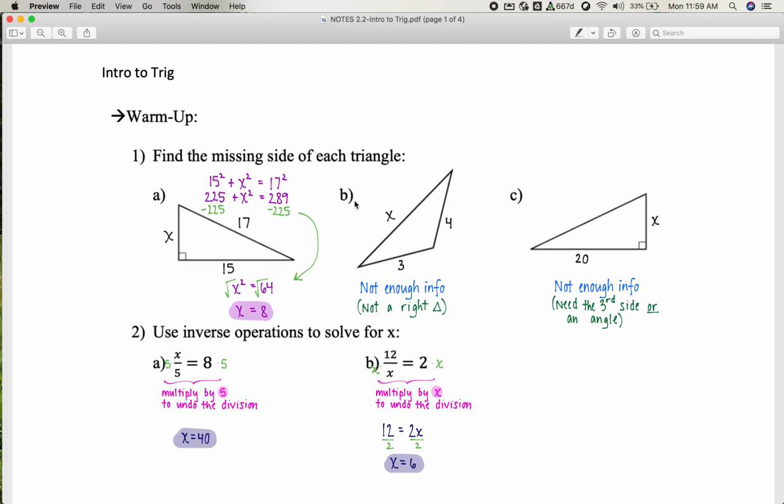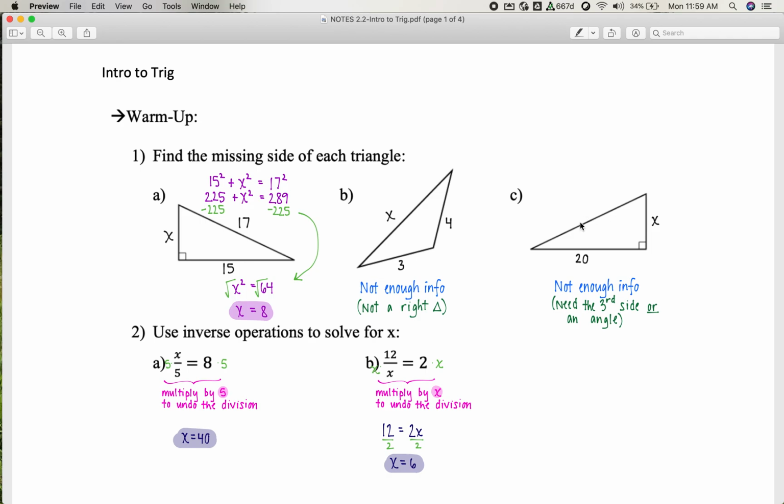If we take a look at this second problem, we actually cannot use the Pythagorean theorem because this triangle does not have a right angle. The Pythagorean theorem is only a tool that can be used for right triangles. When we look at this third example, we're back to having a right angle, but unfortunately we only know one of the sides, which leaves us with not enough information to find this x value right here.